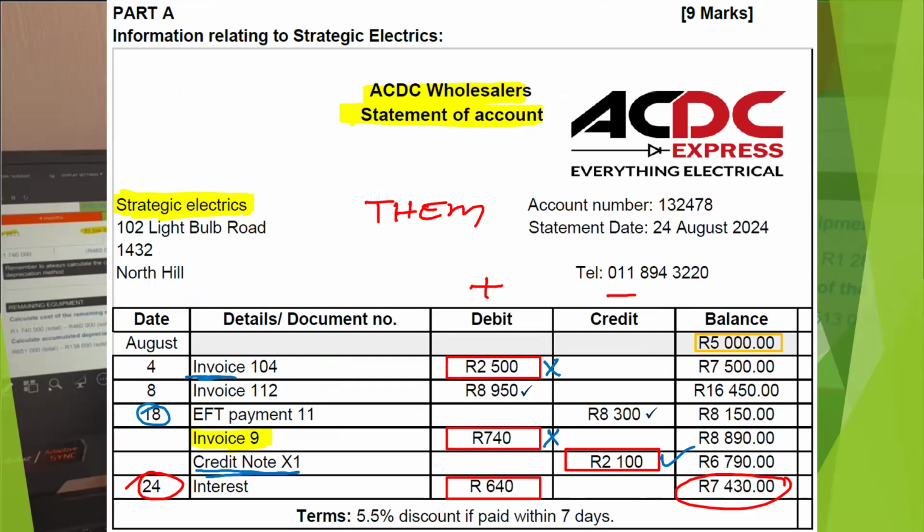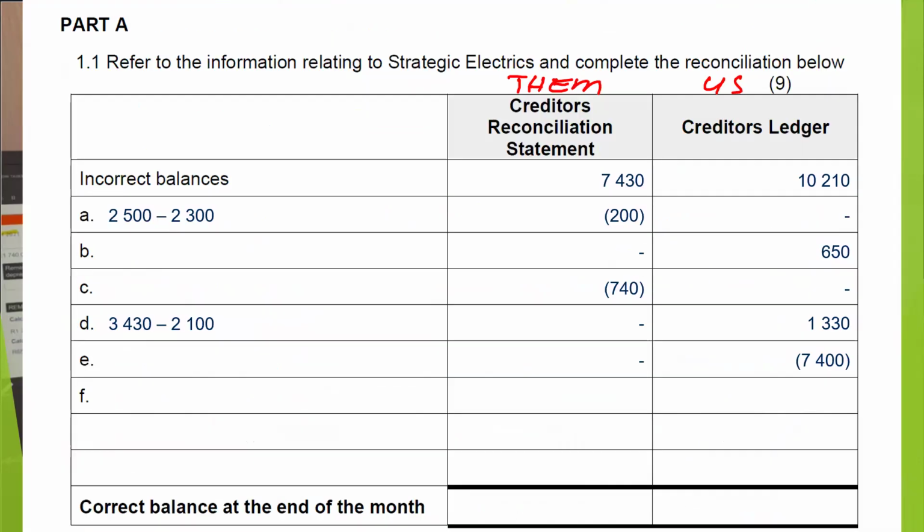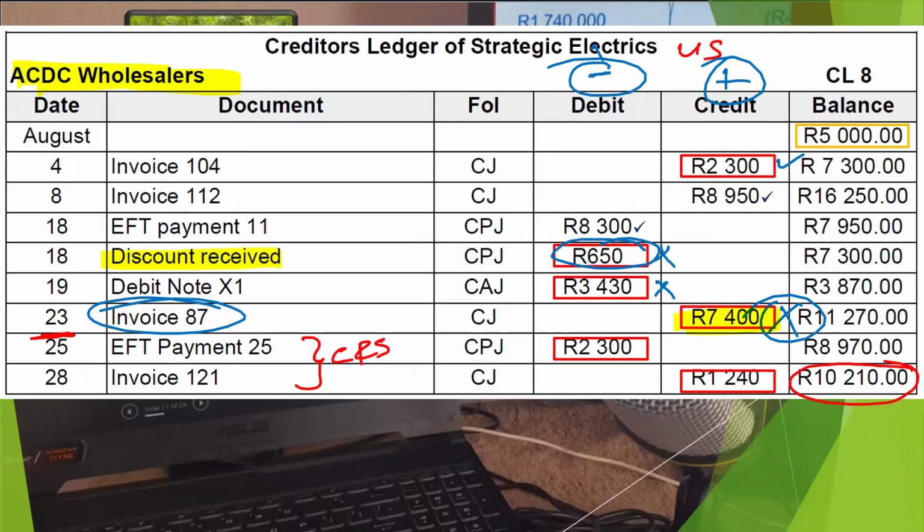But you will notice there was interest of 640. That interest of 640, we would not have known about it. So we only got to know about it when we received that statement of account. We are going to record it in the creditor's ledger by adding it. Now, because the statement was on the 24th, everything here will be recorded in the CRS.